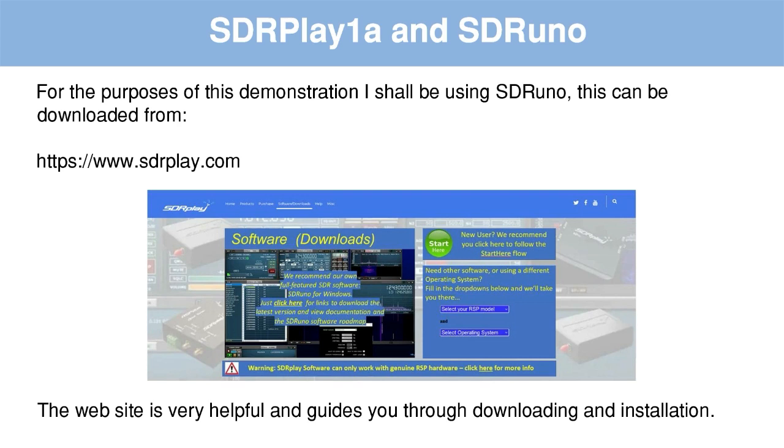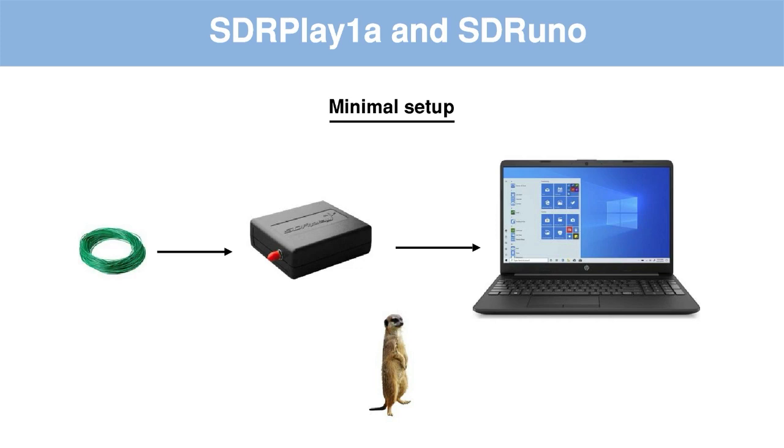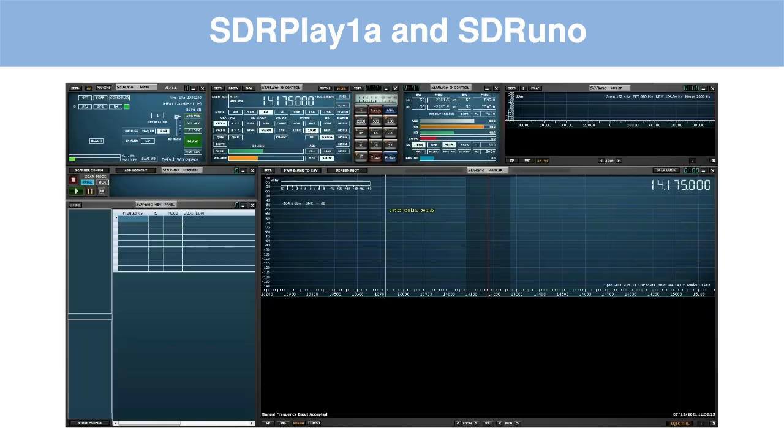https://www.sdrplay.com. The website is very helpful and guides you through downloading and installation. Setup is minimal, a length of wire for your antenna, an SDRplay 1A for your SDR receiver, and a laptop. And as the little chap at the bottom of the screen says, simples. Now let's go and have a look at SDR Uno.